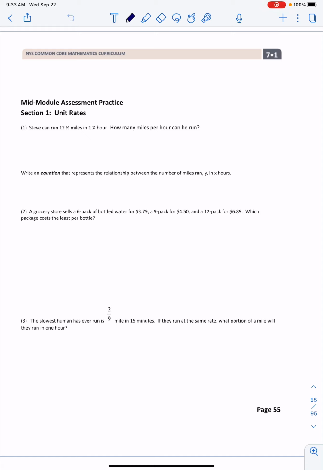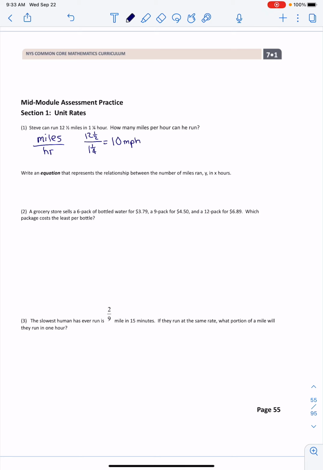So we have miles per hour. So we have 12.5 divided by 1 1/4. And when we divide this, we get 10 miles per hour.